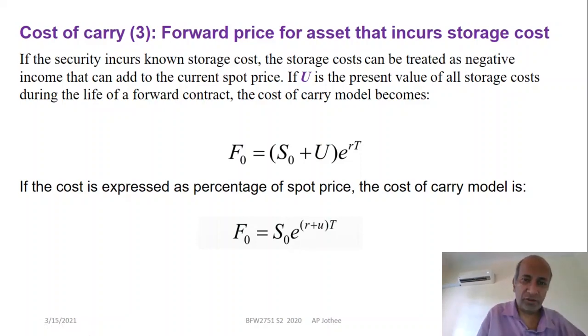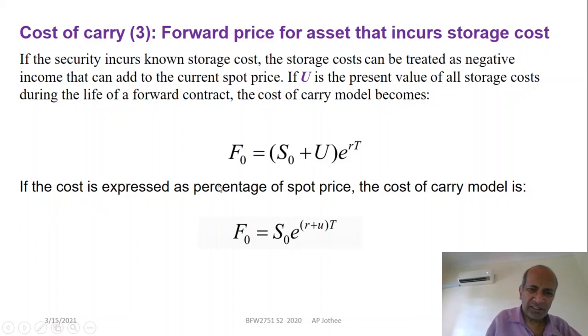If there is a known storage cost, when does the storage cost happen? Whether it's going to happen throughout, or at a certain given time, or at the initial point, or the end point, or in between? If the security incurs a known storage cost, the storage cost can be treated as a negative income and that can be added to the current spot price. We use the word U here. Sometimes any other alphabet also can be used as a variable. U is the present value of all storage costs during the life of the forward contract. The cost of carry model becomes F0 equals (S0 plus U) exponent to RT.